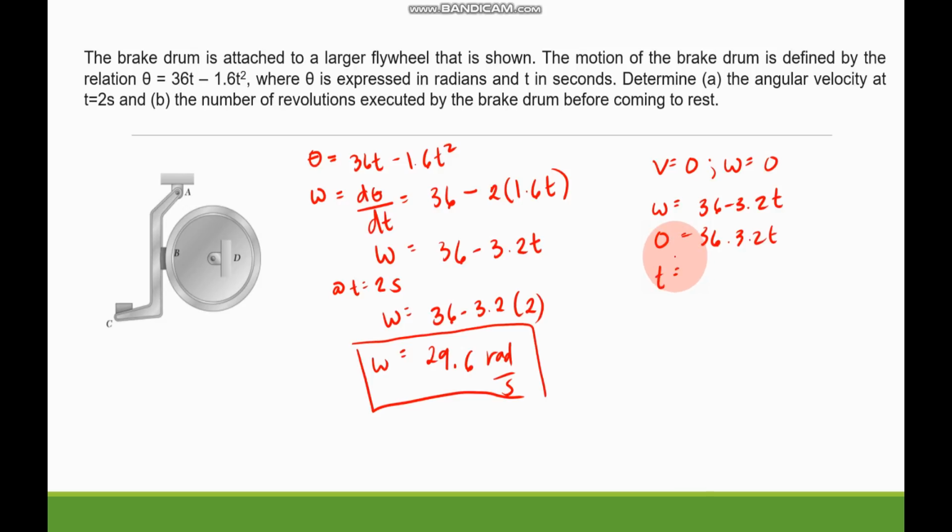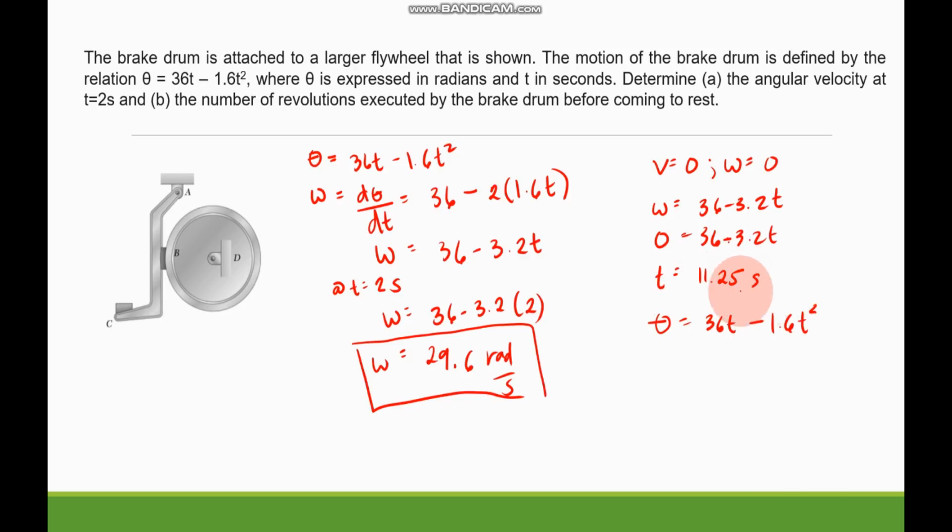So the object will come to rest at time equal to 11.25 seconds. So the brake drum will stop at 11.25 seconds. The problem is asking for the number of revolutions executed, meaning the angular coordinate theta. For the angular coordinate theta, our equation is 36t minus 1.6t squared.